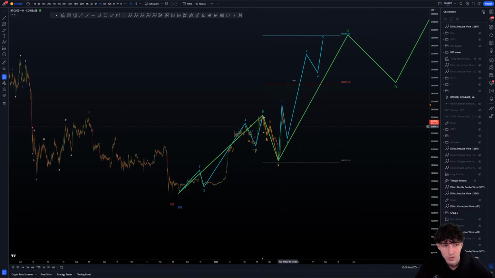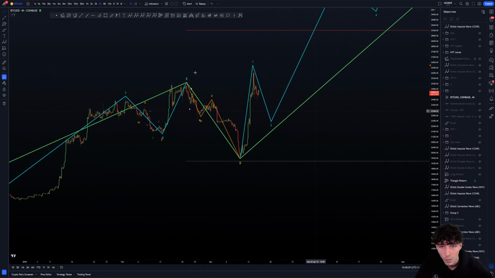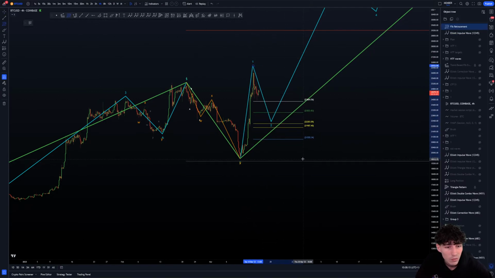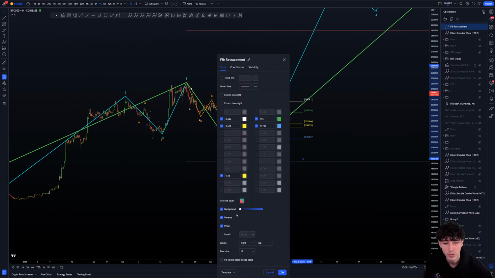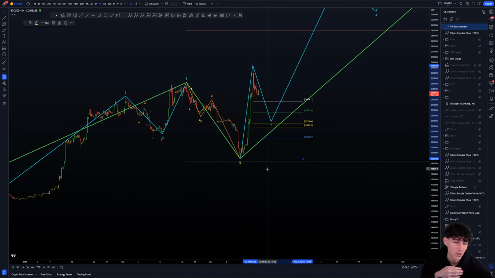Bam, wave 1, wave 2, 3, or 5, and as always, what you have to do here is place your retracement tool from the top to the bottom, or from the bottom to the top, depending on whether you reverse your tool. I personally reverse my tool, so it's this way, but otherwise you do the opposite.